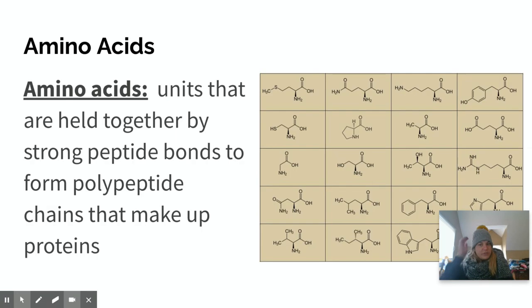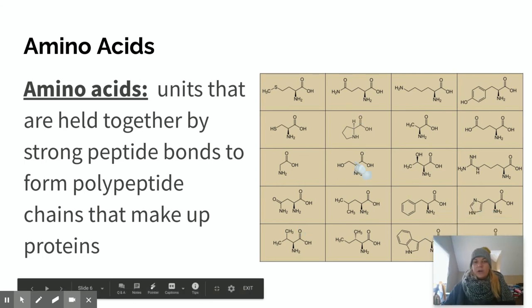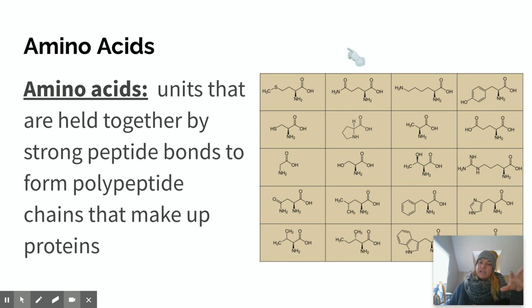Okay, I have a couple more glossary terms for you. So we have amino acids. There are 20 amino acids, okay? And I have them all shown right here. You don't need to have memorized the 20 amino acids, but you do need to have an idea of what they are. Okay, so amino acids are units that are held together by strong peptide bonds to form polypeptide chains that will then make up proteins, okay? So the amino acid is the foundation, the building block, the Lego for proteins in your hair and in your body in general.